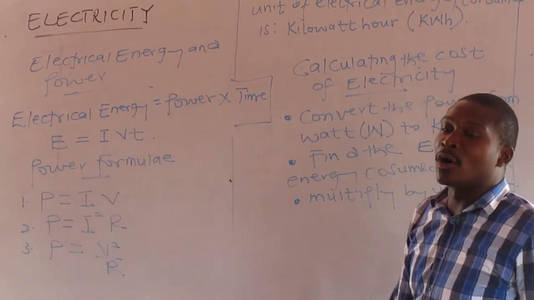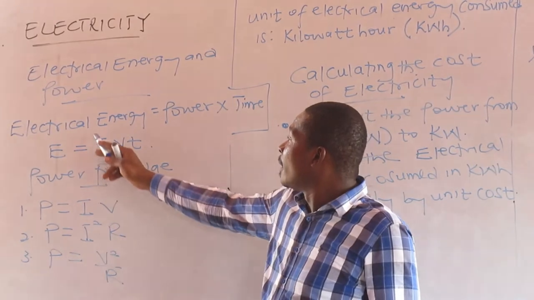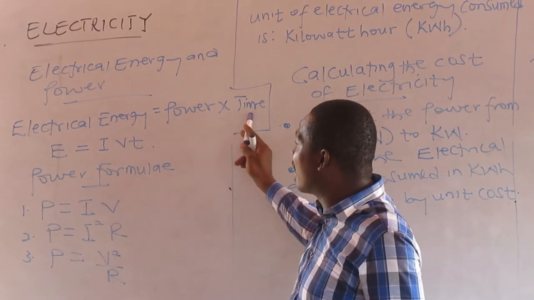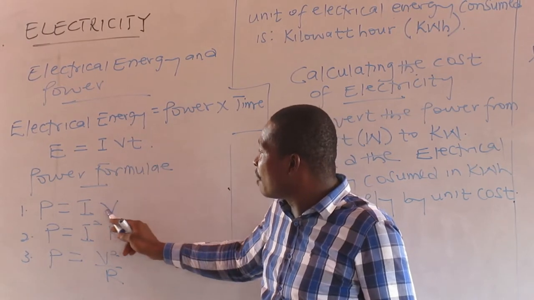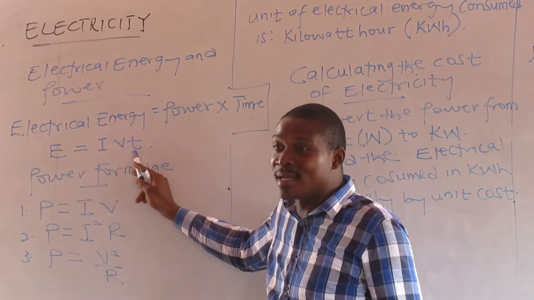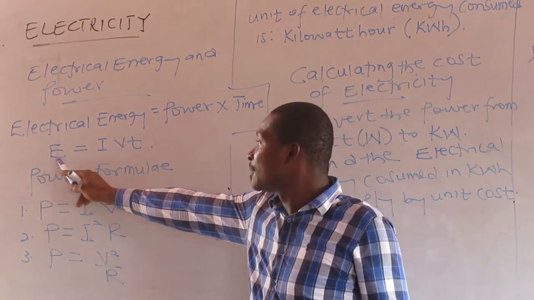Welcome to what we call electrical energy and power. Electrical energy is given by power times time. You see, power can be IV, that's what you see here, right? The time is T, so the energy is IVT. Some symbols can be W.